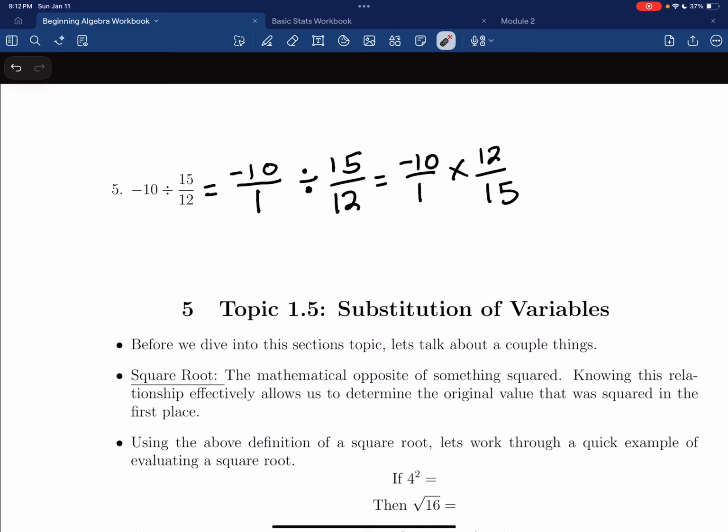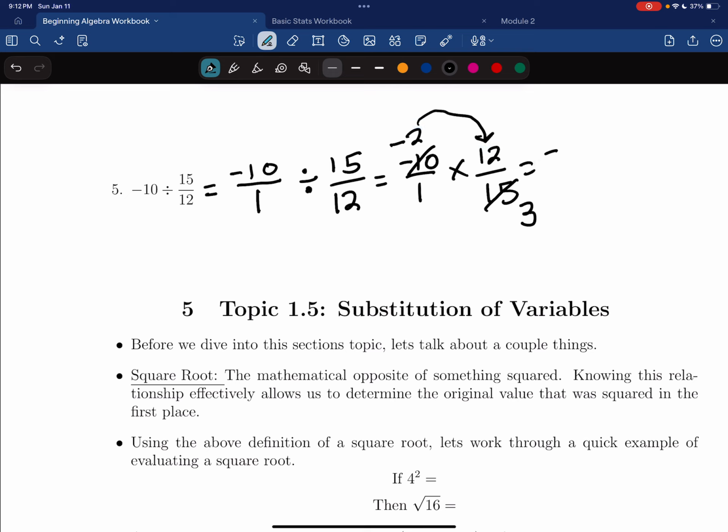So we have, can we cross reduce 1 and 12? We can't, because we can't reduce 1 and 12 any more than it already is, because we have that 1 here. But we can reduce negative 10 and 15, because they're both divisible by 5. So 15 divided by 5 is 3, and negative 10 divided by 5 is negative 2. So now that we fully cross reduce, let's multiply the numerators and denominators together. So we get negative 2 times 12, which is negative 24, and then 1 times 3, which is 3.